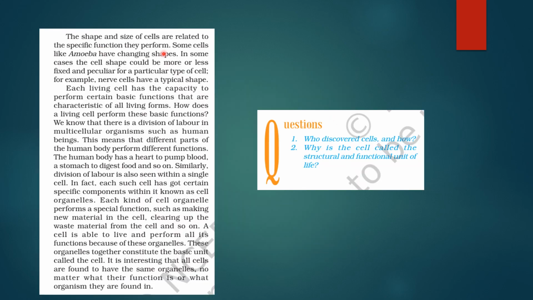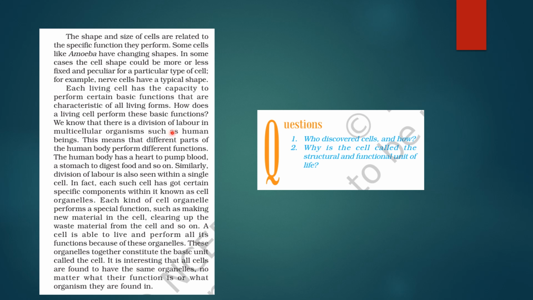So the shape and size of cells are related to the function these cells perform. Okay. And some cells like amoeba have changing shapes. Okay. In some cases, cell shape could be more or less fixed and peculiar for a particular type of cell. जैसे nerve cells हैं, उनकी एक typical सी shape है, आपने भी देखा, right? Each living cell has the capacity to perform certain basic functions that are characteristic of all living forms. Okay. तो कैसे ये perform करेगा living cell ये functions?